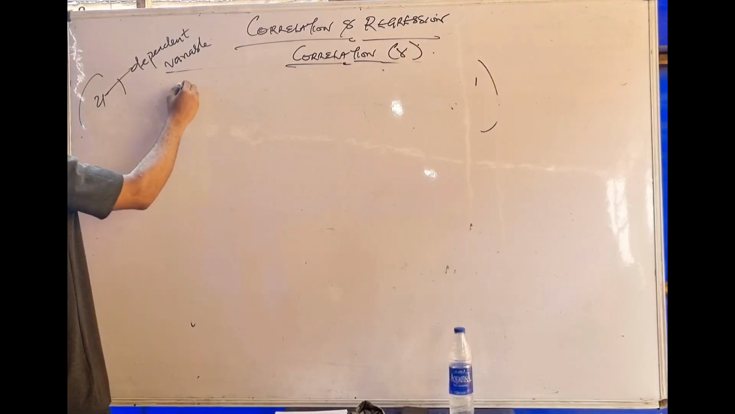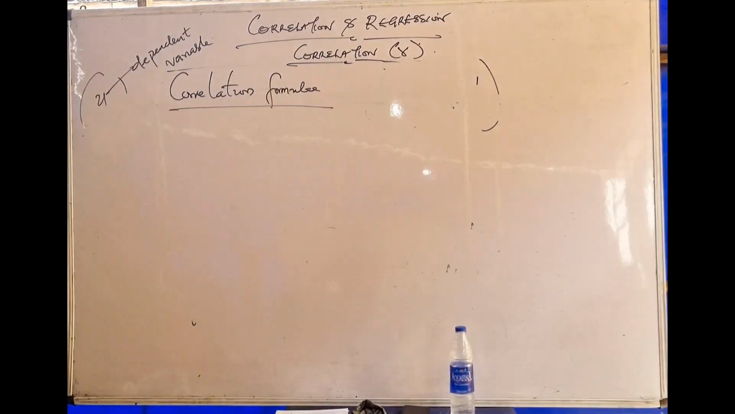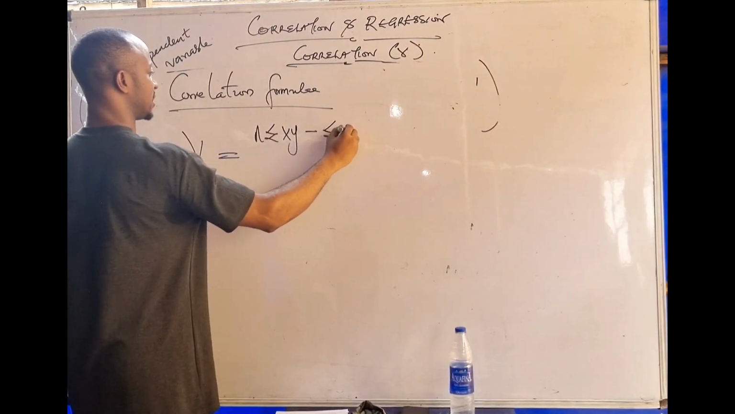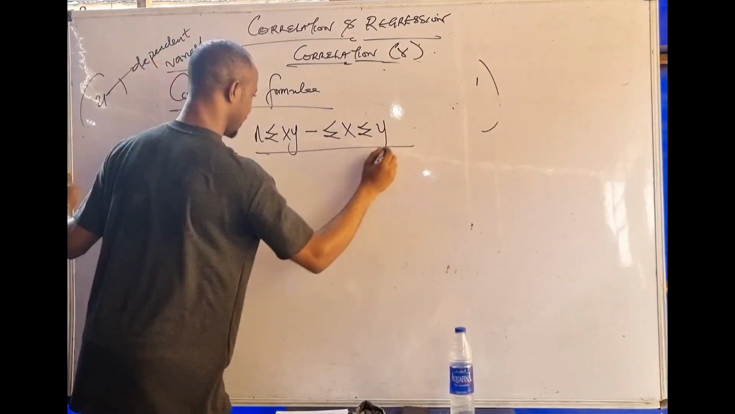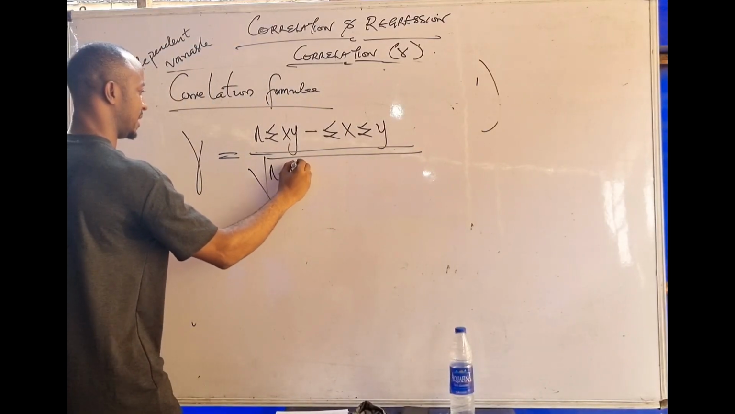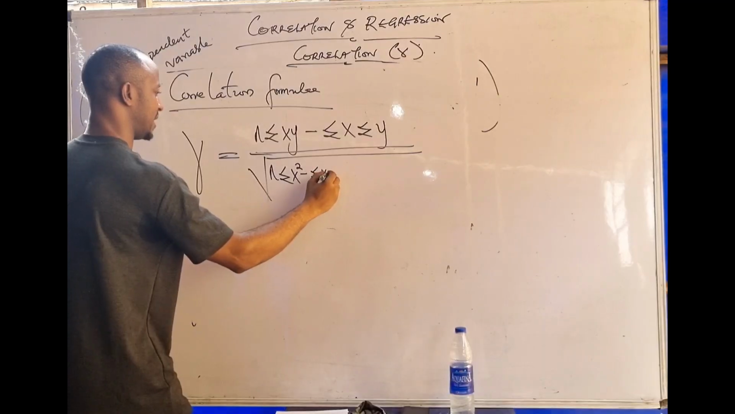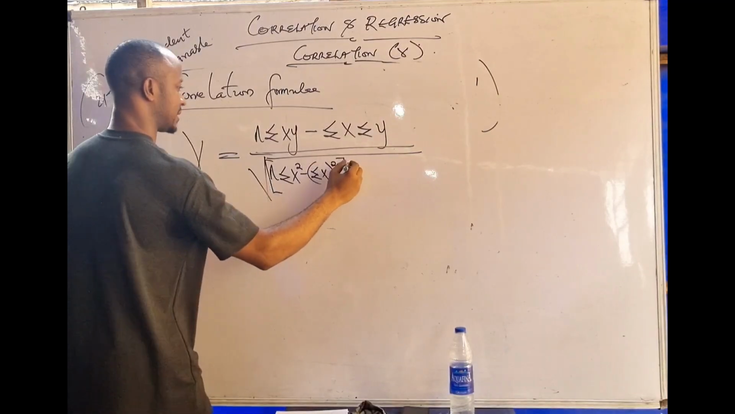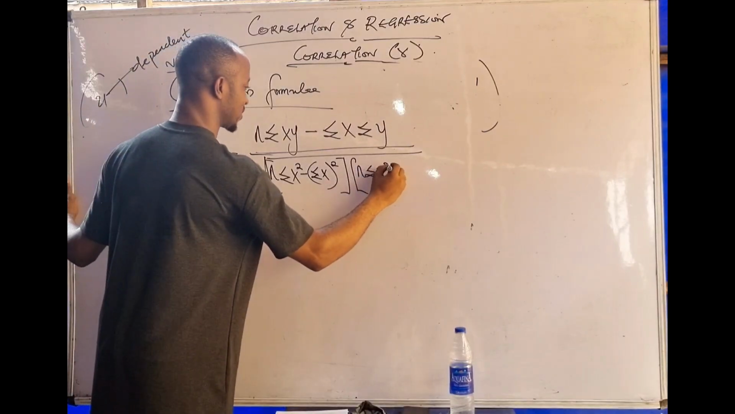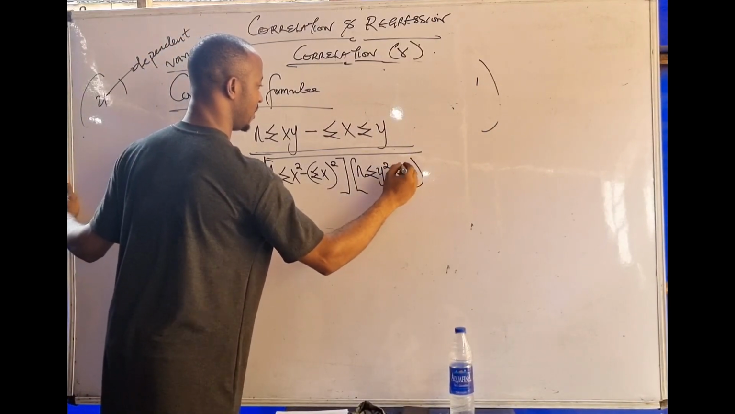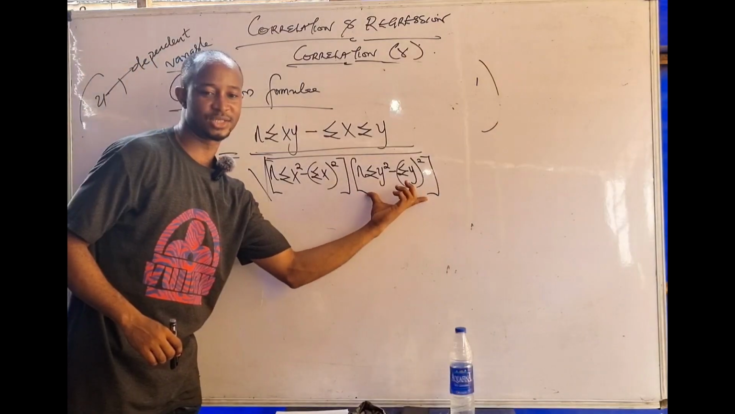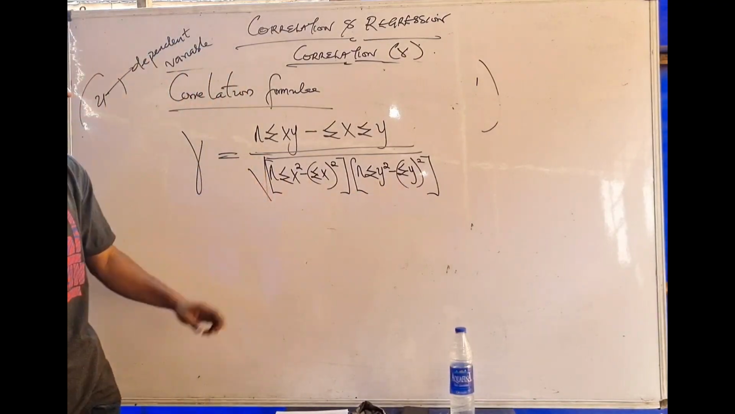Are you there? Correlation formula. The formula is given as R equals N summation XY minus summation X summation Y, divided by the square root of N summation X squared minus summation X all squared, times N summation Y squared minus summation Y all squared. Regression does not have this part, and there's no square root.